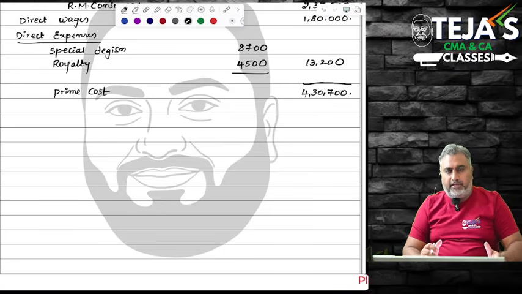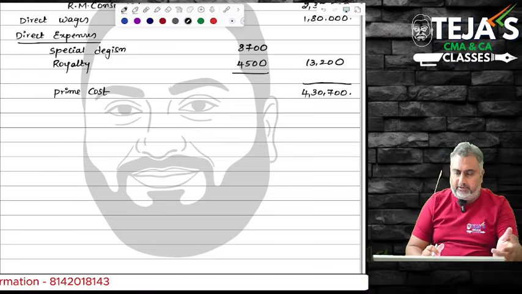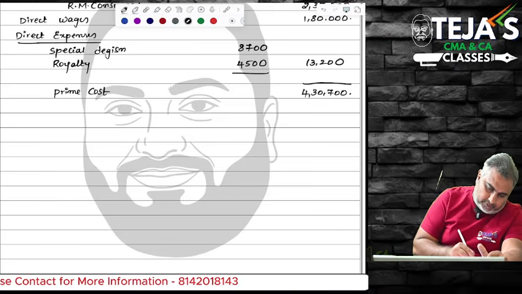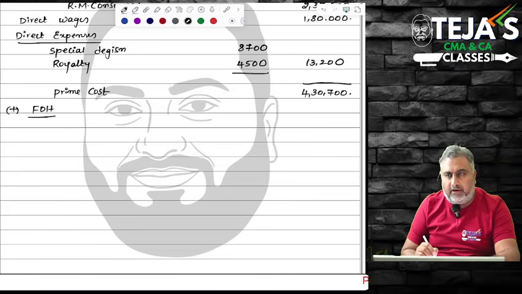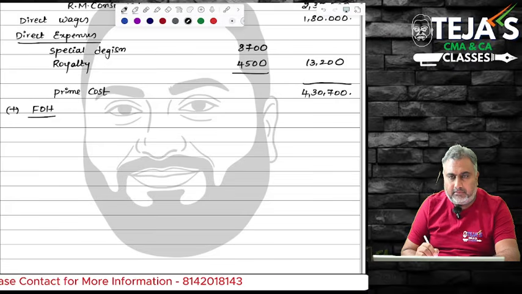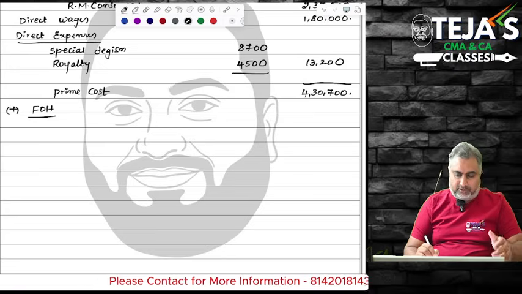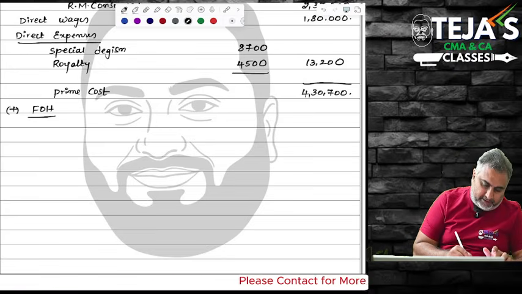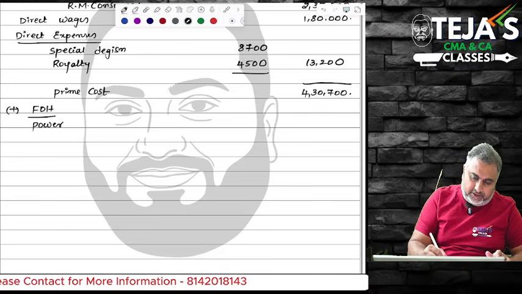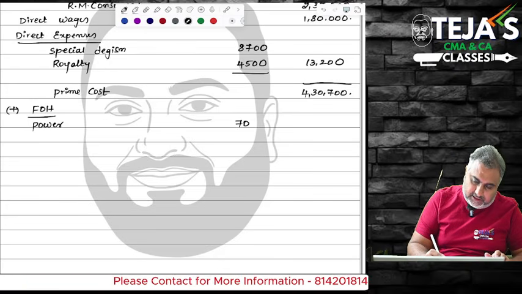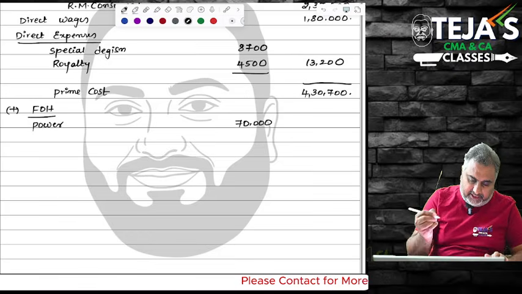Then for this, what are we supposed to add? Factory overheads. So write down, add factory overheads. Under that we have different categories, correct? Let's go one by one. First start with power. Power total amount belongs to factory only. That's the reason, directly write down 70,000 here.